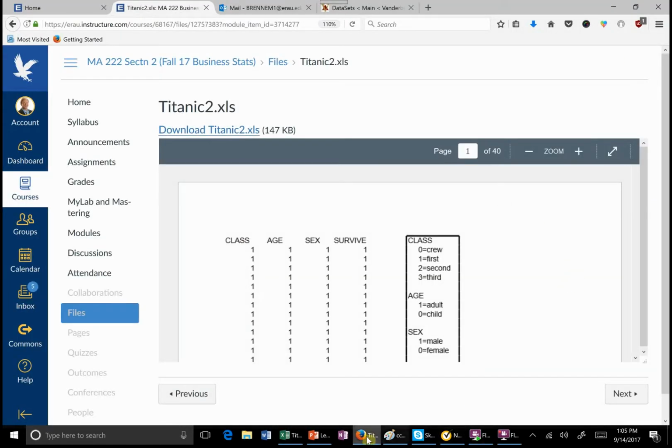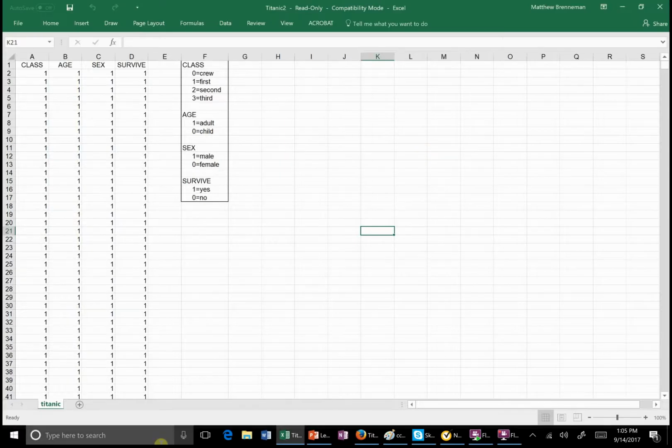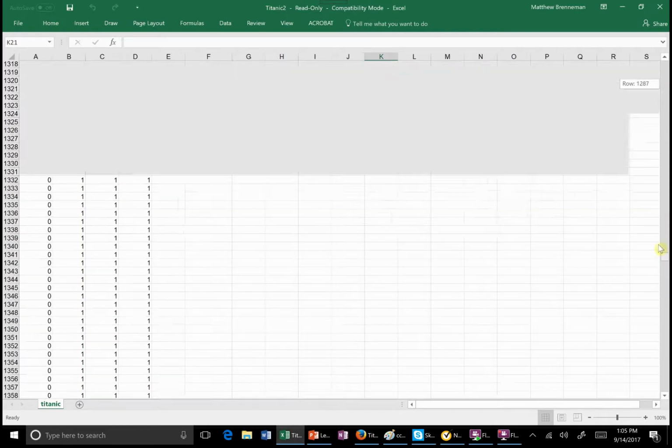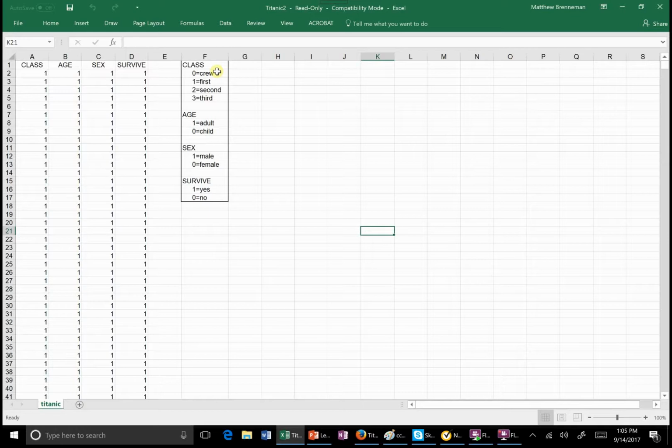One nice thing about Excel, it lets you get away with putting additional information. So you notice I put the key in here, okay? And I actually changed, let me make sure I changed this. No, I didn't change this. Okay, that's all right. So this is the passenger class: zeros, crew, first class, second class, third class. Okay, adult, child, gender, and then survivorship.